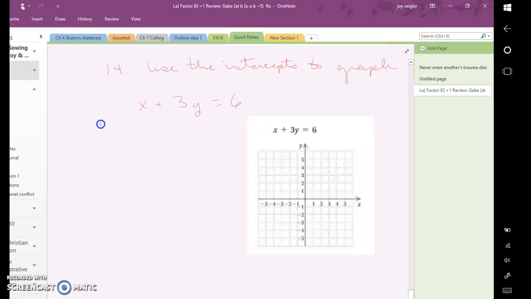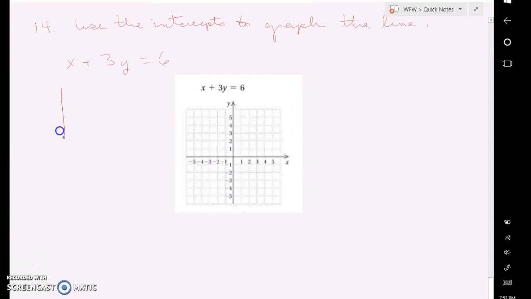Now notice, for a problem like this, you're going to have to choose a point. In other words, choose some number for y. We want to know what x is when y is 0, so it's not just some number. When y is 0, x plus 3 times 0 is 6, so x would be 6.